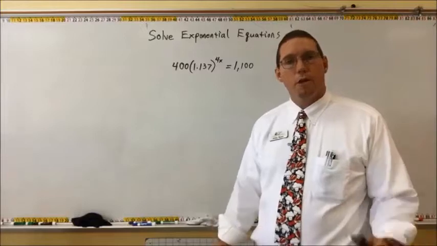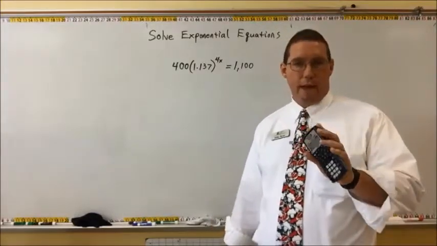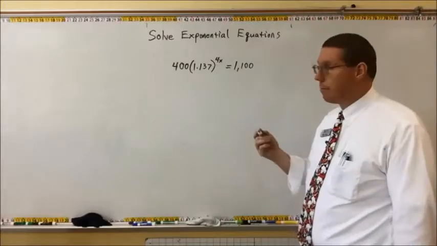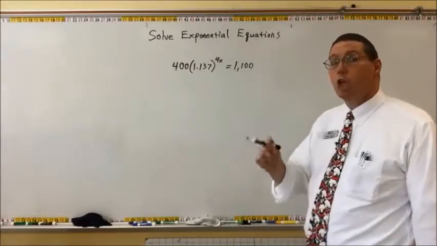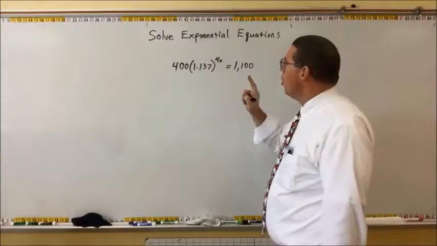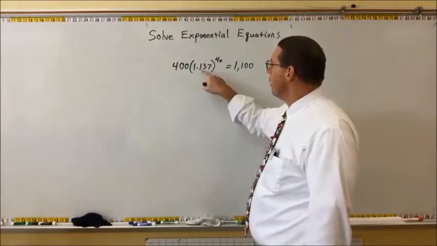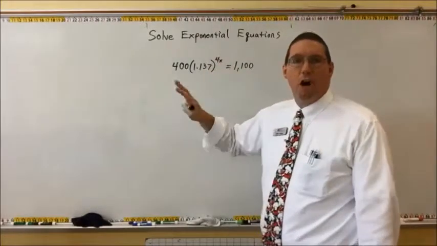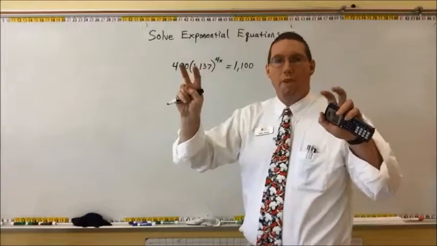In order to do this, you are going to need a scientific calculator and probably some paper and a pencil. So you're going to want to do this along with me. Okay. All right. Here's the deal. We can never cancel an exponential base with an exponent if there are other things with it.